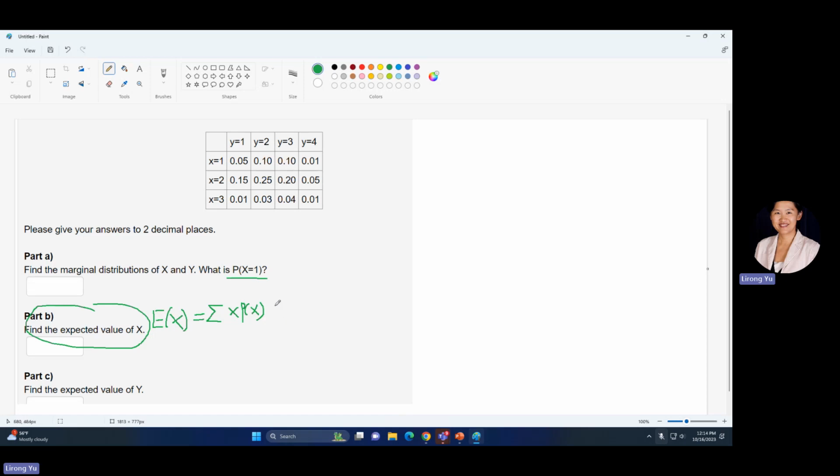So the calculation is going to be 1 times a summation of all these, 0.26, that's what it is, plus 2 times 0.4 plus 0.65, let's multiply by 0.65. And then plus 3 times this, which is 0.09. And that's basically how you calculate the expected value for x.